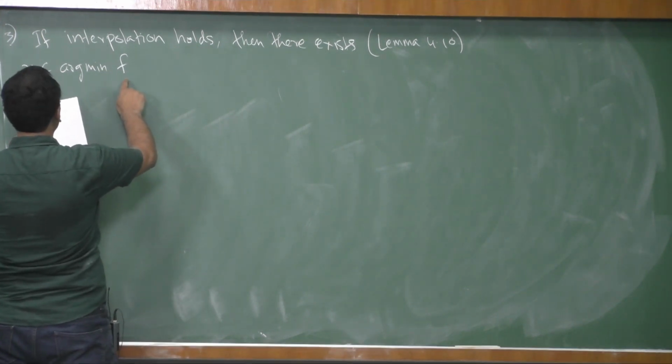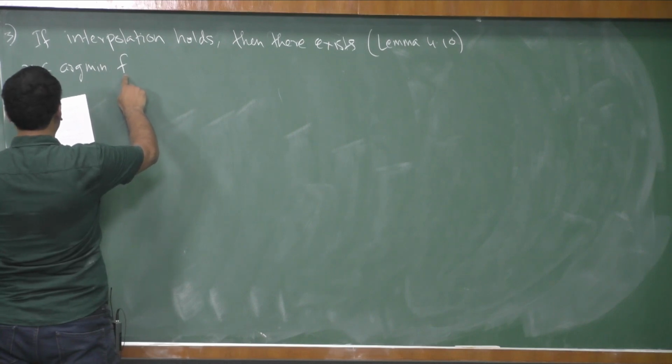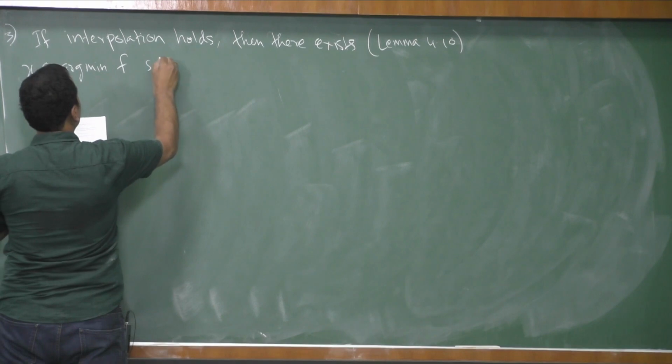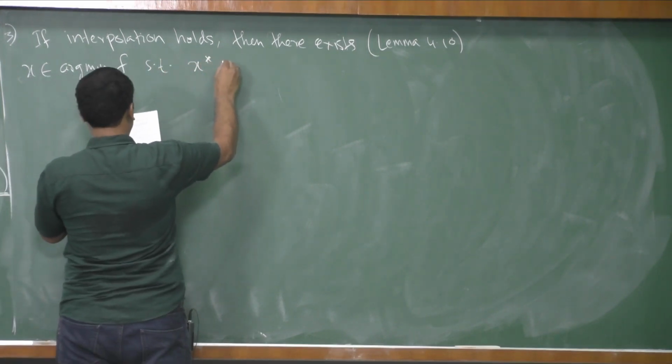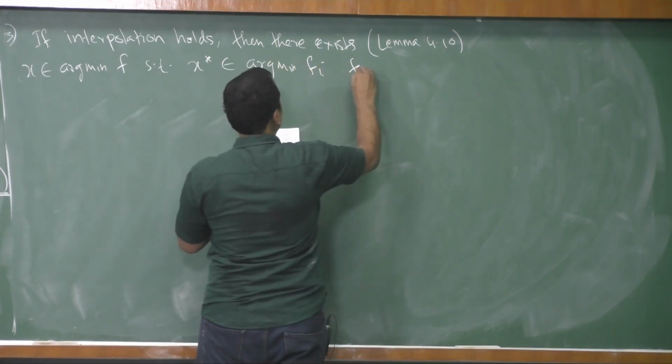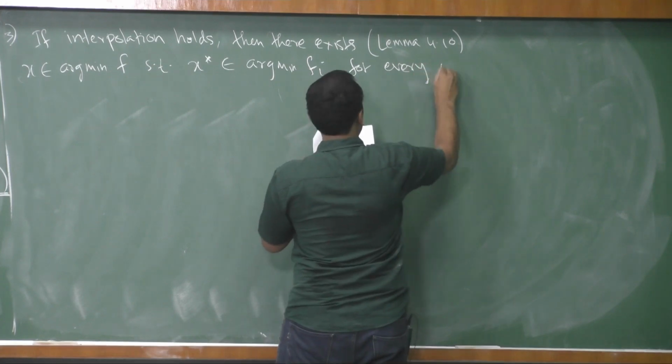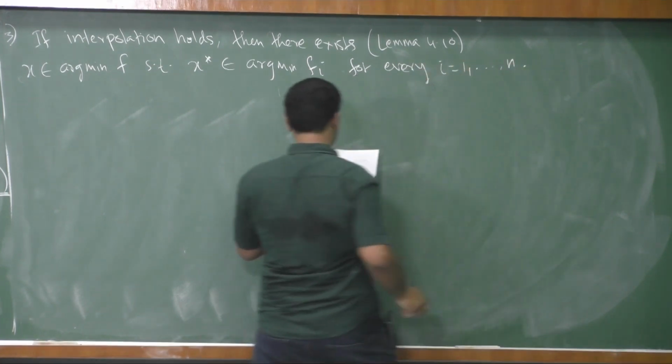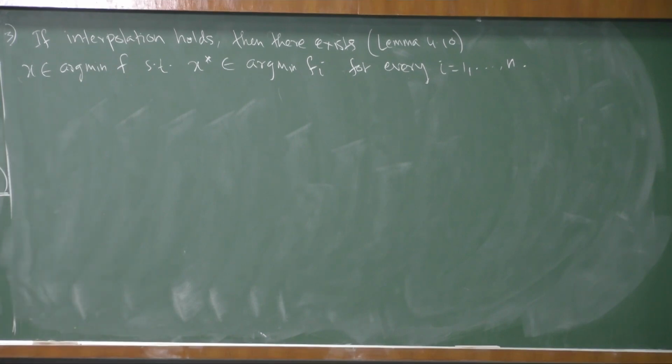Then there exists x in argmin of f such that x star is in argmin of fi for every i equal to 1 to n. So if interpolation holds, then there exists an x in argmin such that, is this x in argmin or x star in argmin? X star, right? Why should we have x? So there exists x star in argmin which interpolates to each of the individual fi, right?